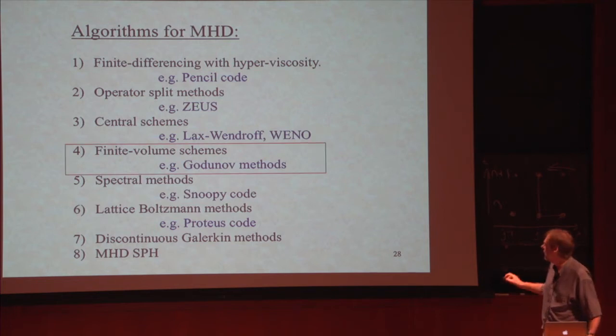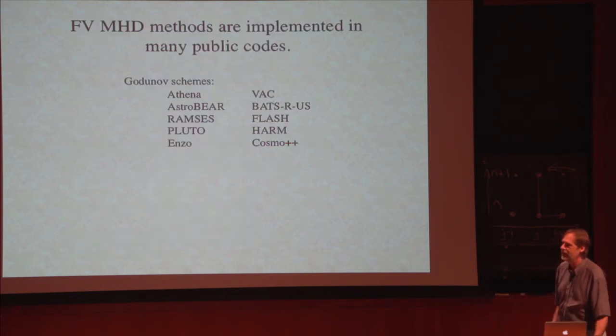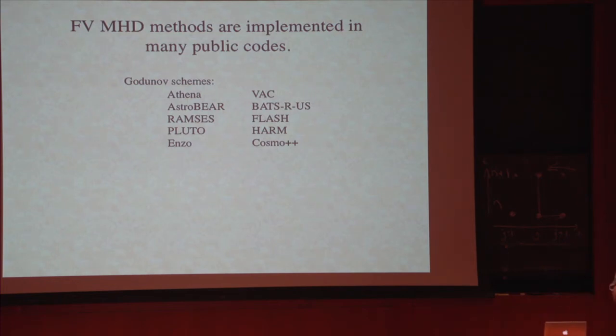But I'm going to focus again on these finite volume schemes. I can't cover them all. I'm going to just focus on one class of these methods. And even this one class, there's gazillions of codes. One way to know that these methods work is that so many people use them nowadays. From looking at the literature, they're by far the most popular class of methods used in astrophysics for compressible MHD. And I just mentioned a few publicly available codes that you can download and use for this problem. And I'm sure I've forgotten some.